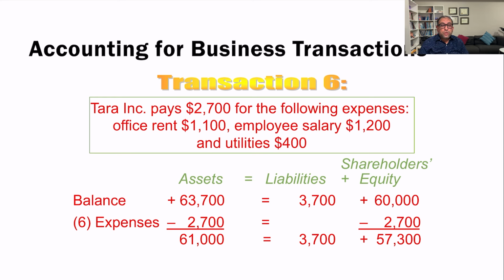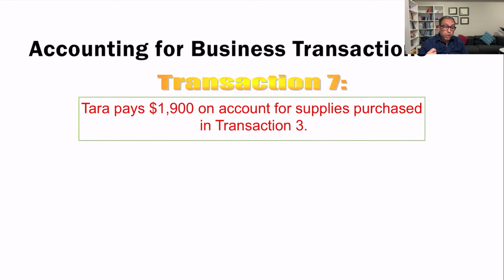Sell parts of the land purchased in transaction 2 for 22,000. Now what are we doing? We are getting cash of 22,000, and at the same time we are reducing the land by 22,000. So land is reduced by 22,000, and cash is increased by 22,000.